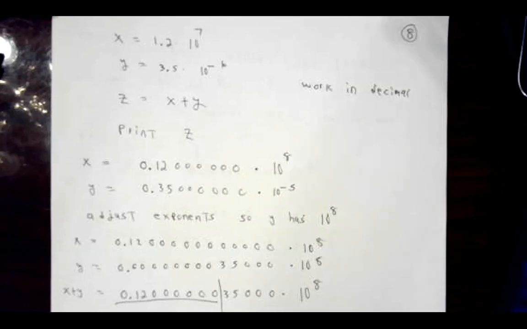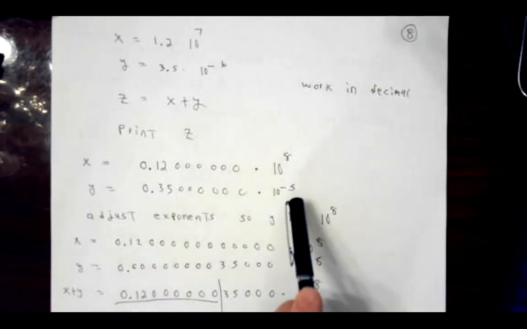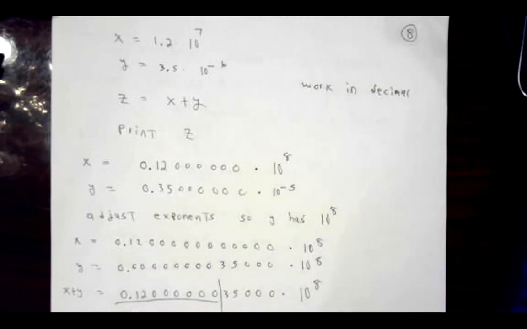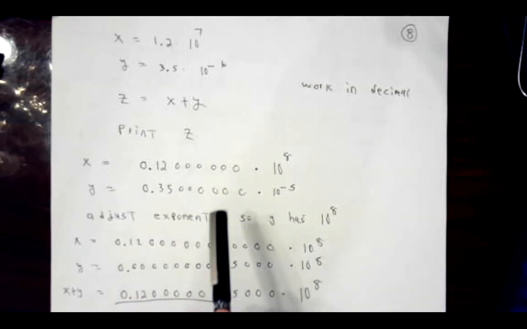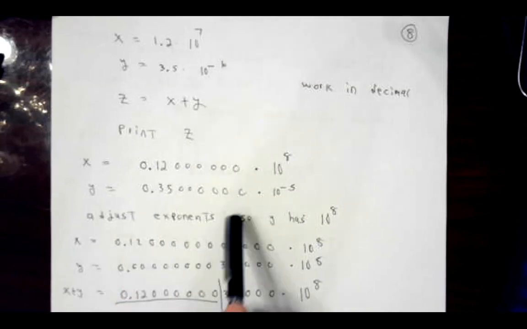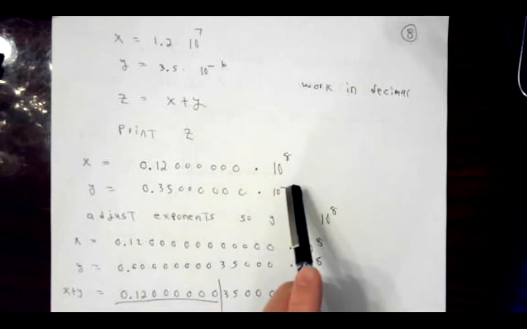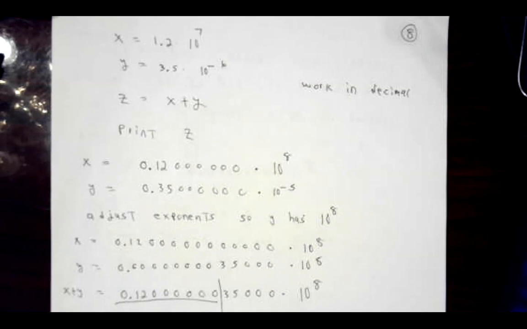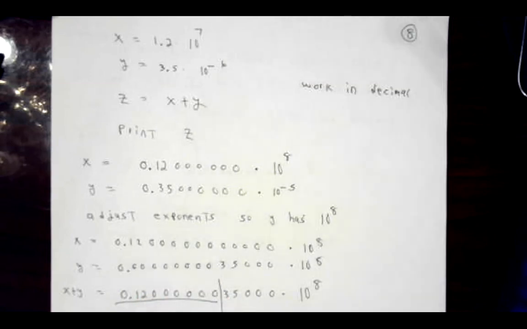What I can't do is just take 1, 2 and add it to 3, 5 because the powers are different. So what I could do is take all these digits and shift them to the right and put a 0 in, which makes this number 10 times smaller than it used to be, and then increase the exponent on the 5, which will make that number 10 times bigger than it used to be, and then just keep shifting and adjusting the exponent until this negative 5 has been made into an 8.